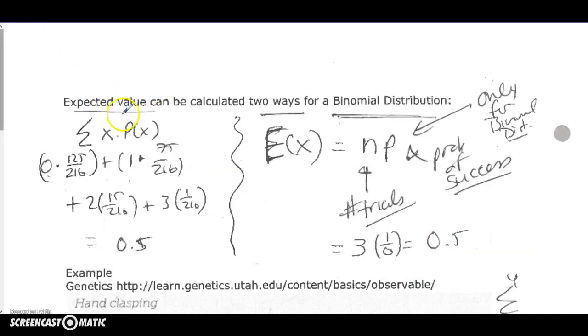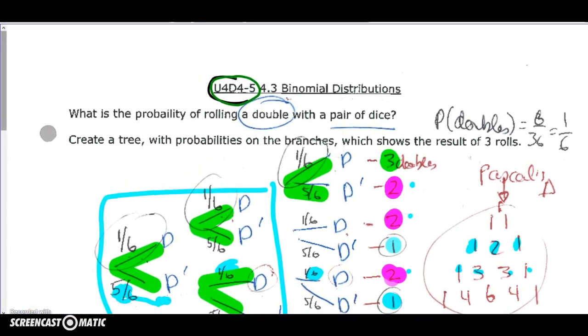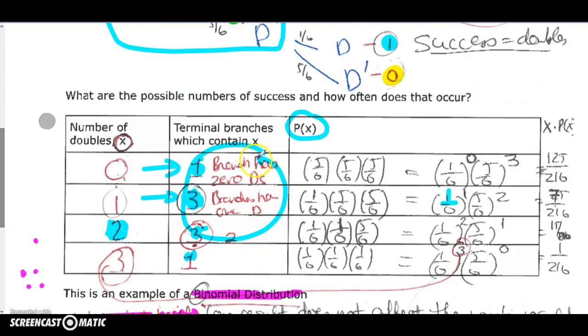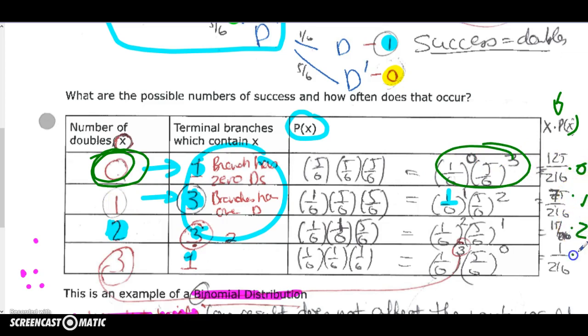If you want to get the expected value, you can just do the sum of the xP(x)'s like we did in the past, or we can do this. We can make a table here. You can add an xP(x) column to the table, like we did with the uniform distribution. So you take the probabilities and multiply them by the x's: multiply this by 0, this by 1, this by 2, and this by 3. So you would multiply these out and get totals.